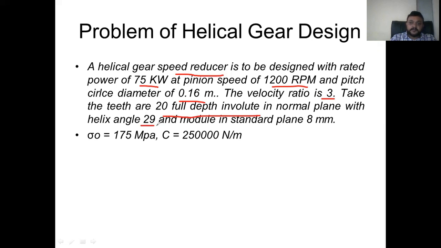And ideally, the helix angle is always used as 29. That is the standard dimension for the helix angle to be considered in the design of a helical gear. The module in the standard plane is 8. Standard plane M is given. Sigma 0 is given. C is given for Buckingham's equation for dynamic checking.